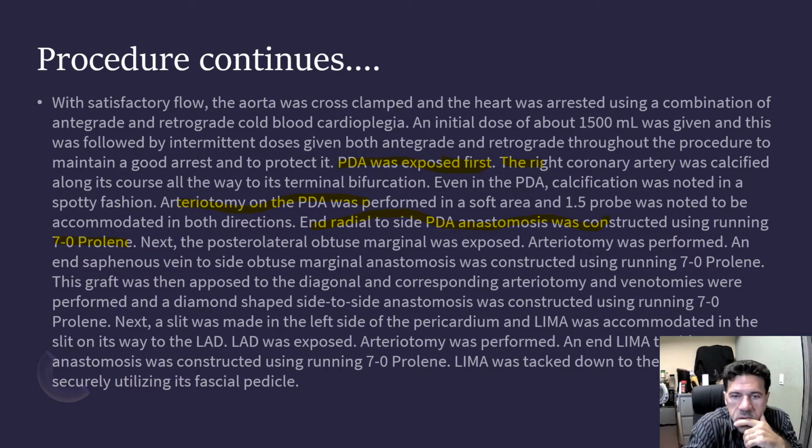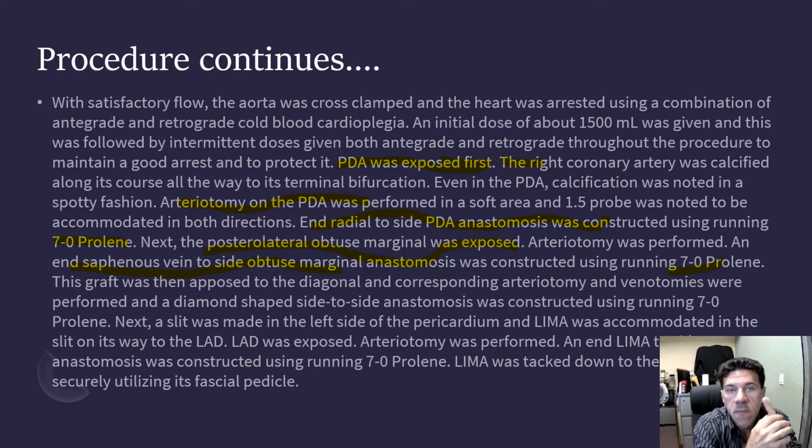We continue. Okay, next, the posterior lateral obtuse marginal, the obtuse marginal, another coronary vessel. Arteriotomy was performed using the saphenous vein to side obtuse marginal anastomosis was constructed using the 7 prolink.